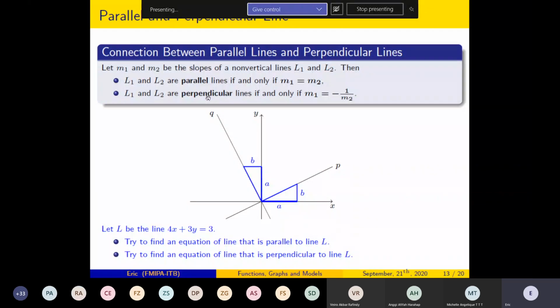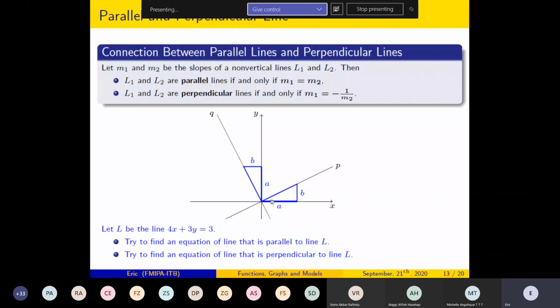What about the perpendicular? Look, I have this line P and this line Q. What is the slope of P? When I go A, it goes up by B. So the slope is given by B over A. Can you follow me? Yes.